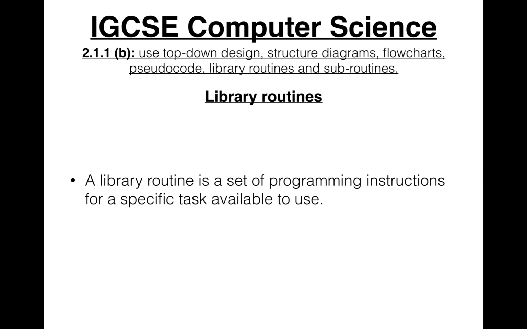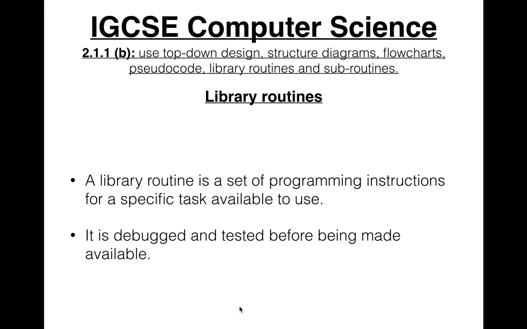A library routine is a set of programming instructions for a specific task available to use. It's debugged and tested before being made available. A library routine is pretty much something that someone makes, which other people can use in their own programs. That could be, for example, a program that square roots a number or something like that.